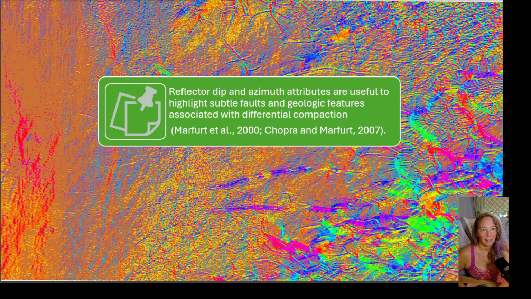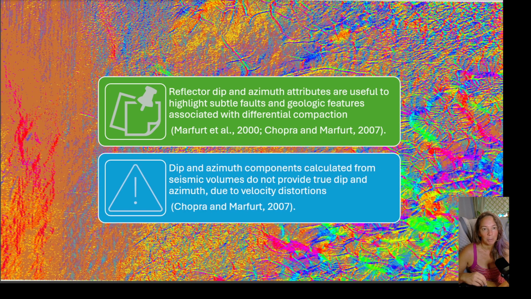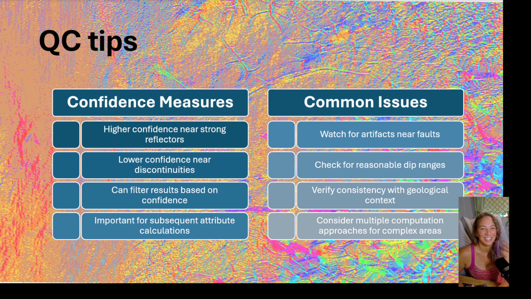And then just to recap, I tried to think about what are my main points. So dip attributes are really great to use as they help you understand the geometry. So subtle faults can show up quite well on these if you don't have super noisy data. And other things to keep in mind is that the dip and azimuth are calculated from the seismic volumes, so they're not providing that true dip. So we're typically working in time data. So you always want to keep in mind those pesky but interesting velocity variations.